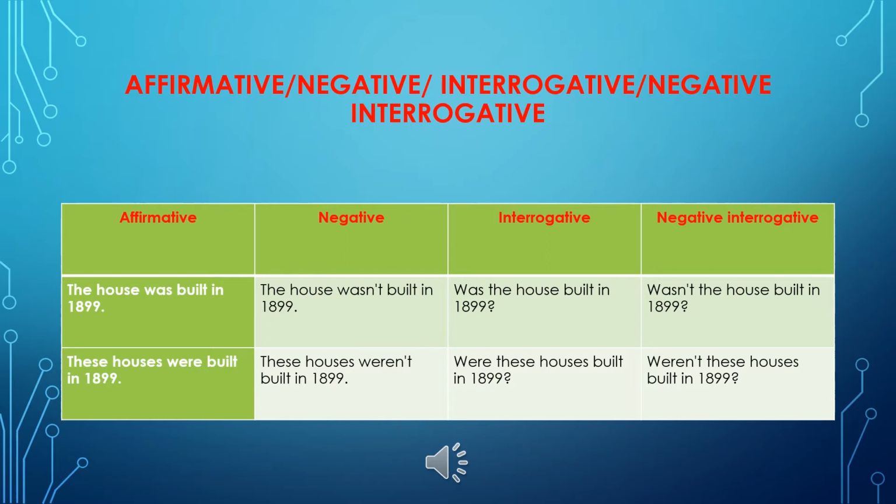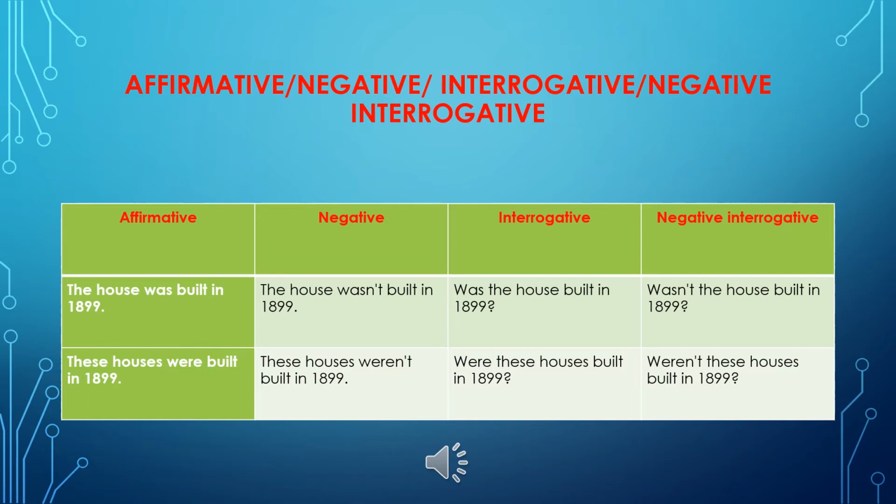Affirmative, negative, interrogative, negative interrogative. Let's try to look at all of these forms. Affirmative. The house was built in 1899. Now, let's try to make it negative. The house wasn't built in 1899. What about interrogative? Was the house built in 1899? And finally, the negative interrogative. Wasn't the house built in 1899?